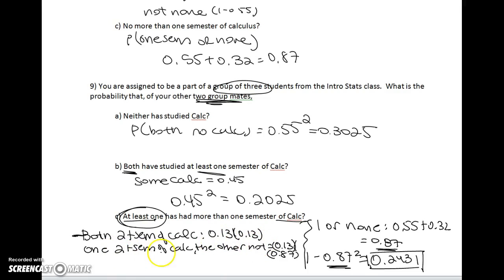Or maybe one of them has had that and the other not, because remember we said at least 1. So maybe one of them did not. So that would be 0.13 times 0.87, where one of them had the experience and the other one did not. However, there's 2 group members, so this could happen in 2 ways. So we actually need to multiply that by 2. So now we have 3 different ways of that occurring. So we're going to go ahead and add those up, and we get that 0.2431.